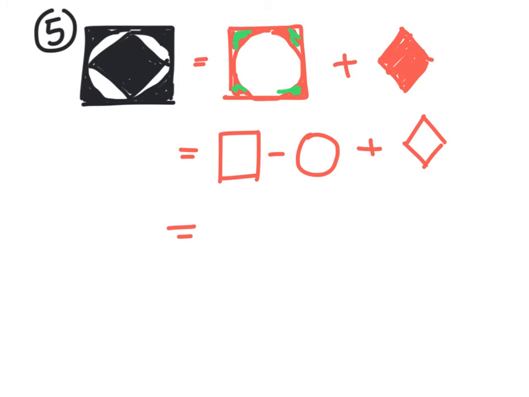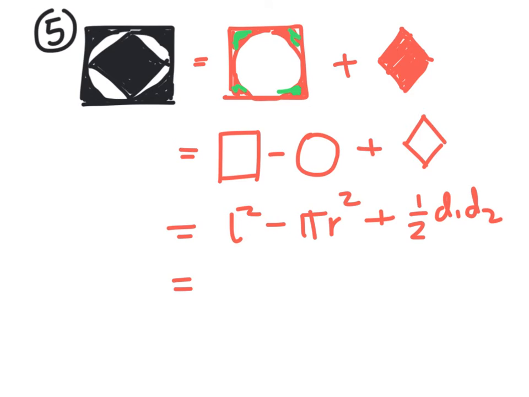Now you know the formula for a square, that's just length times length. You know the formula for a circle, that's pi r squared. And you should know that the formula for a rhombus, a diamond, is half diagonal 1 times diagonal 2. So if you put the numbers from the picture into that little formula that we've got, that'll give you the answer.